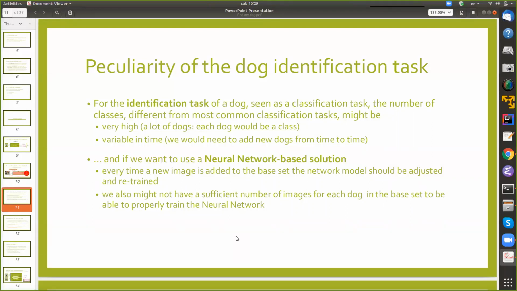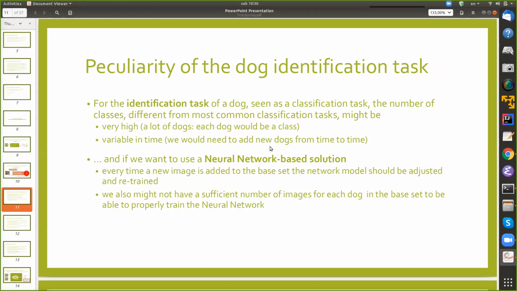But as I mentioned before, another important aspect of identification is that from time to time, we would like to add new dogs, which would mean adding new classes, because each dog is a class when we want to do identification. We have a lot of images, hopefully, for the same dog. All those images are a class for that dog. So if we add more dogs, we are adding more classes. And in a standard classification task, if we change the number of classes, we have to train the neural network again. And we would like to avoid this. For identification, we would like to be able to add classes and not train the network again.